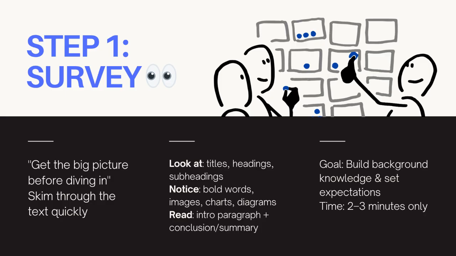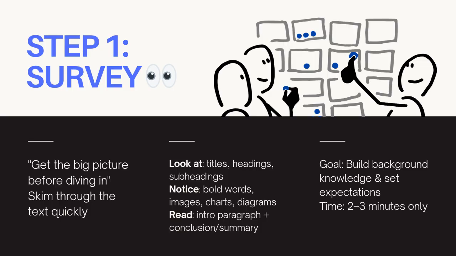So before students read anything, before they even touch the first sentence, they spend about 2 or 3 minutes just skimming through the text, not reading everything, just getting a general overview. What do they look at? The title, the headings, the subheadings, any bold or italic words, pictures, diagrams, charts if there are any, and then maybe just the first and last paragraph to get an idea of how the text starts and ends.